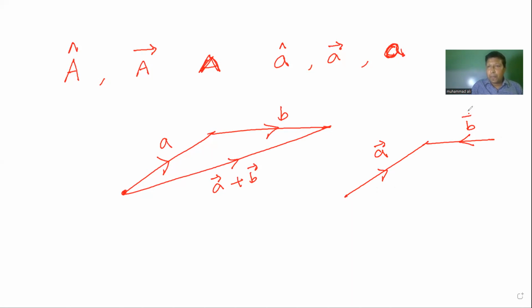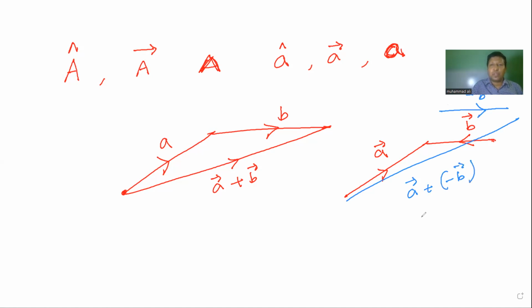But here is the second vector's tail, so we have to rearrange this. If we rearrange this and give the arrow sign here, it will be minus b vector. So our resultant vector will be a vector plus negative b vector.